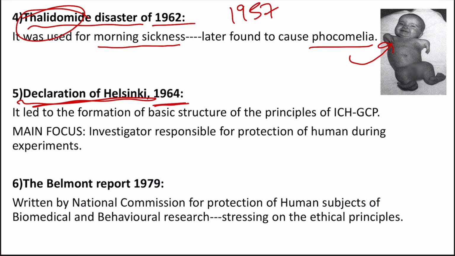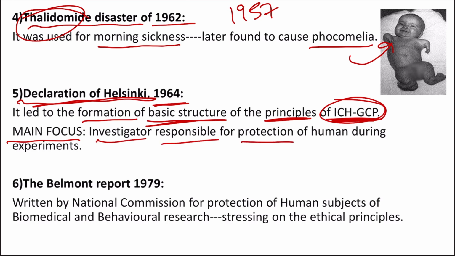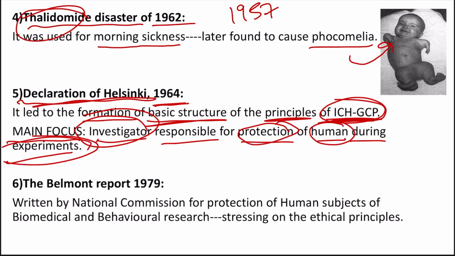So it led to the formation of the basic structure of the principles of ICH-GCP, which we'll be discussing in the upcoming slides. And the main focus was that the investigator should be responsible for the protection of the human during the experiments. So in any clinical trial, the investigator is fully responsible for the protection of the human participant during the experiments. This was the main thing regarding the Declaration of Helsinki, which was released in 1964.